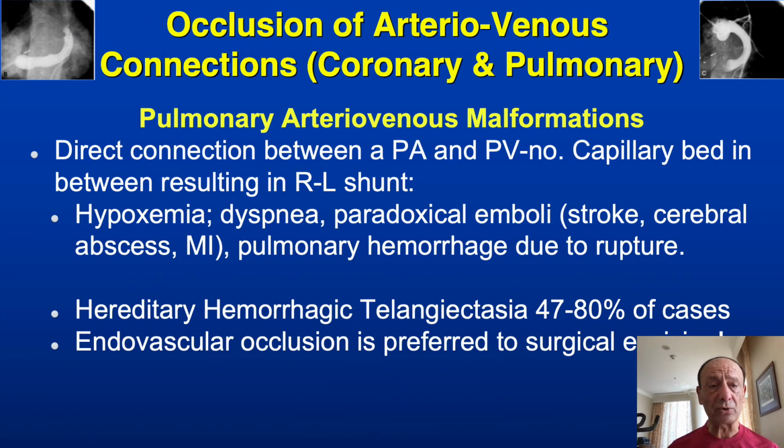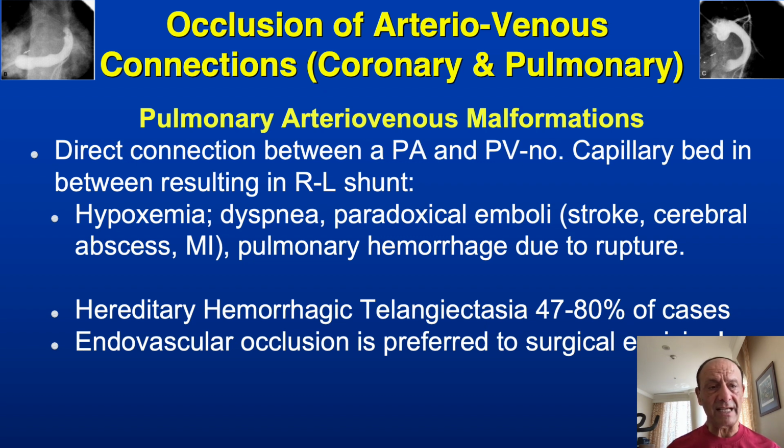These are direct connections between the pulmonary artery and the pulmonary vein. So we bypass the capillary bed, therefore no oxygenation. So this results in right to left shunt. When you have right to left shunt, this may lead to hypoxemia if it's large, dyspnea, paradoxical emboli that may lead to stroke, cerebral abscess, myocardial infarction, or sometimes pulmonary hemorrhage due to rupture.